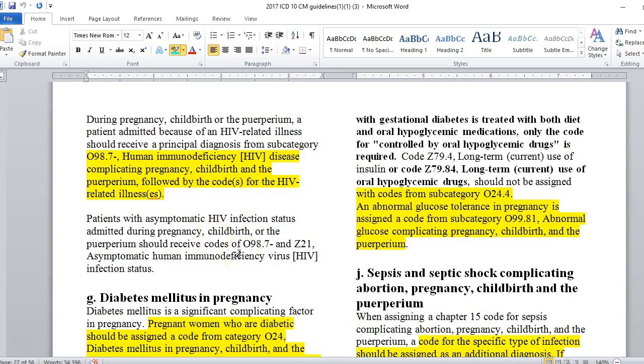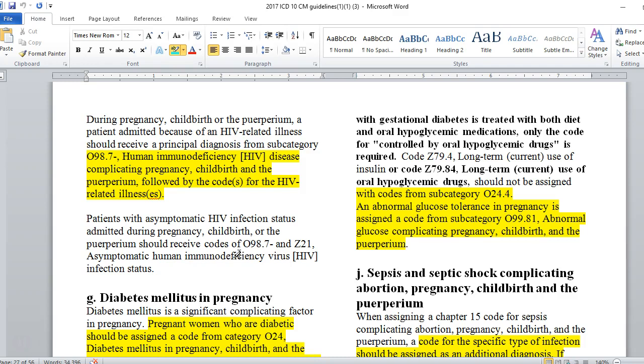Now, during pregnancy, childbirth, and the puerperium, a patient admitted because of an HIV-related illness should receive a principal diagnosis from subcategory O98.7, HIV disease complicating pregnancy, childbirth, and the puerperium, followed by codes for the HIV-related illness. Because again, remember, it doesn't matter whether you're pregnant or not pregnant when it comes to HIV, symptomatic or asymptomatic. Have they ever had complications? Have they never had complications?